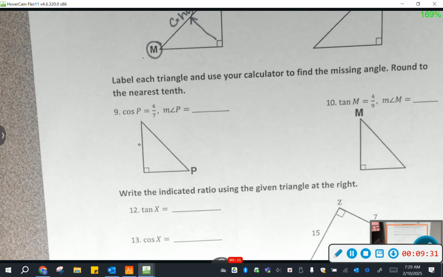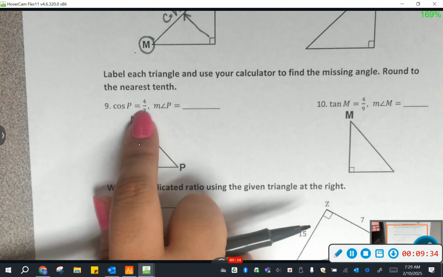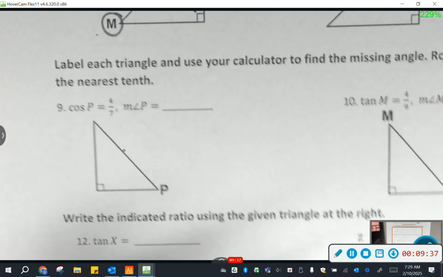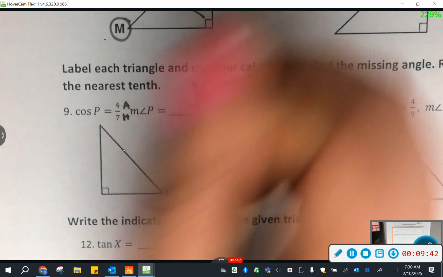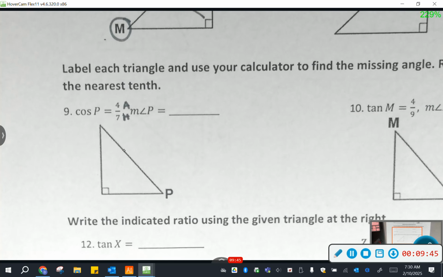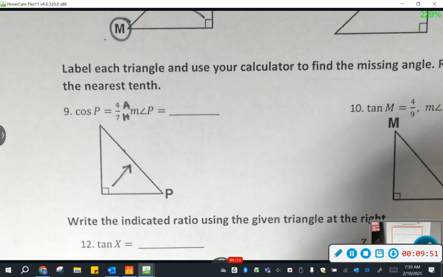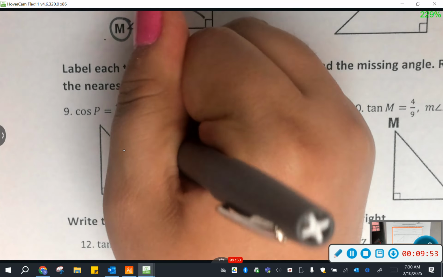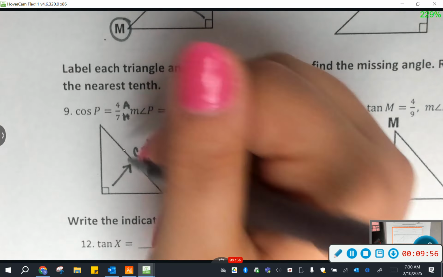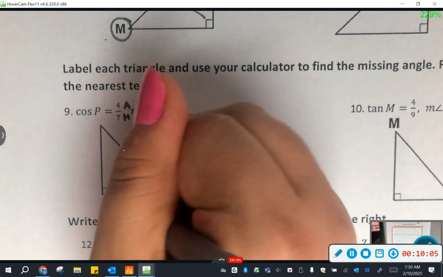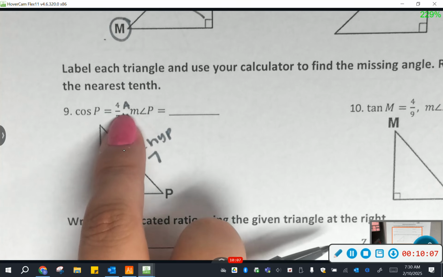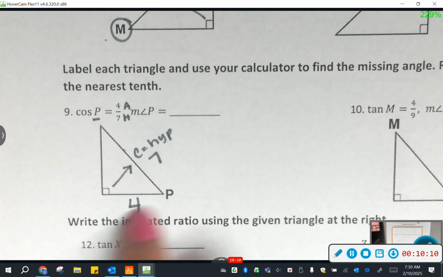All right, my cosine of P. Cosine is what? It is adjacent over hypotenuse. Can y'all write A over H right there? So right off the bat, what is my hypotenuse going to be? So can everybody label this 7? Where am I going to put the 4? At the bottom. Why? Because it's adjacent. That's adjacent to the P. It's right next to my P.